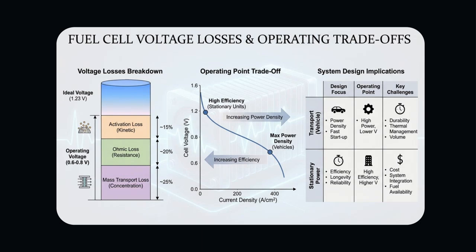In reality, the voltage is lower because we lose performance to activation overpotential at the electrodes, ohmic resistance through the membrane and contacts, and mass transport limits at high current. A polarization curve shows this clearly. At low current, activation dominates. In the mid-range, ohmic losses set the slope, and at high current, mass transport limitations pull the voltage down. So a practical cell usually operates around 0.6 to 0.7 volts. That's why a vehicle stack aiming for roughly 300 volts needs on the order of 400 plus cells in series.